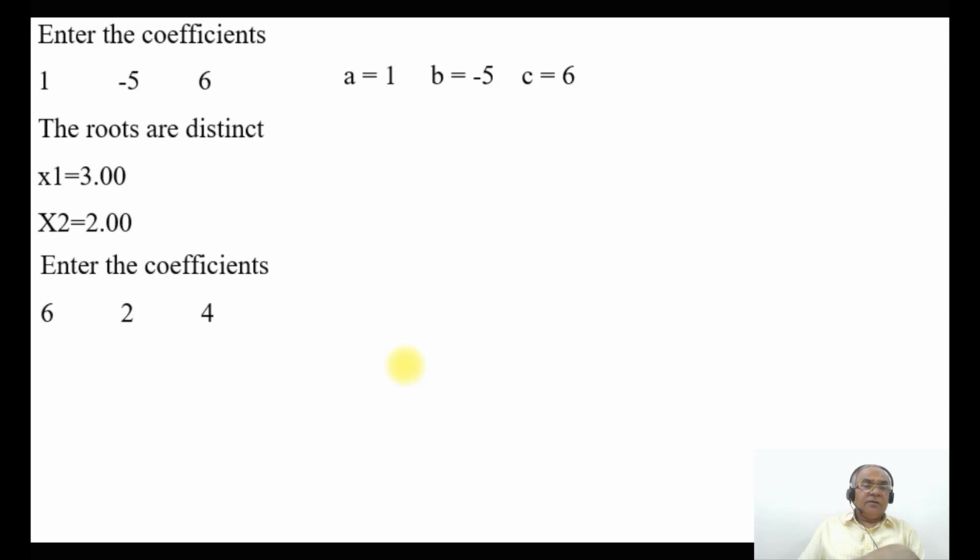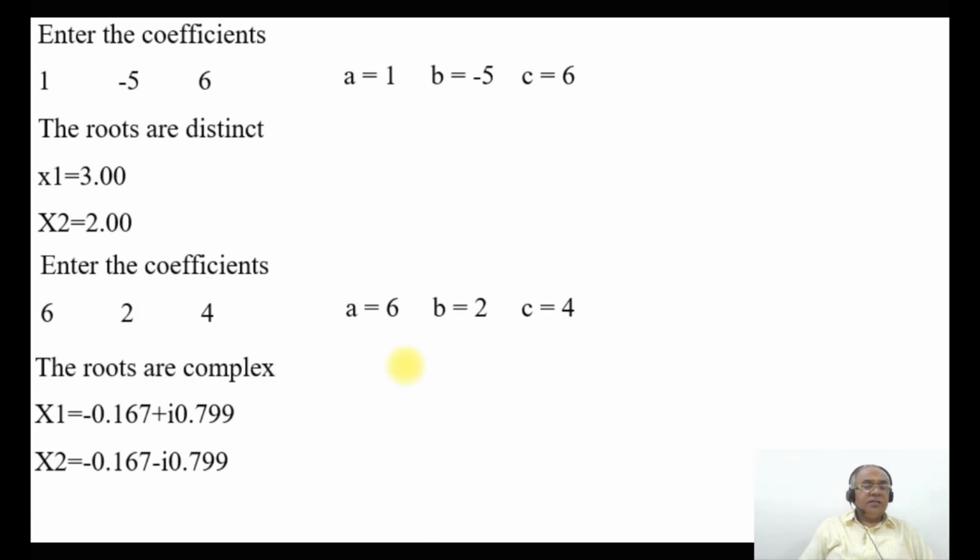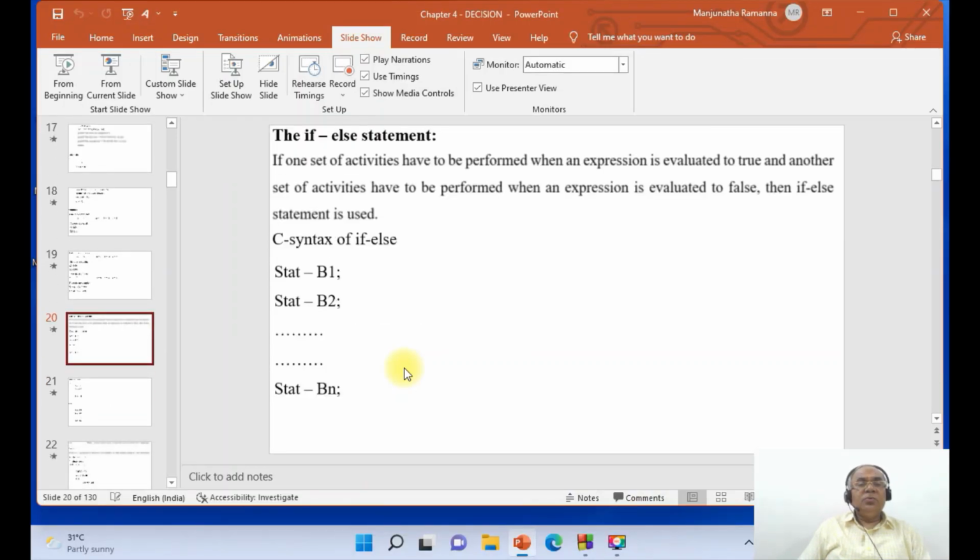Then enter the coefficients of the third one, which is 6, 2, 4. So a is equal to 6, b is equal to 2 and c is equal to 4. The roots are complex, that is x1 is equal to minus 0.167 plus i into 0.799 and x2 is equal to minus 0.167 minus i into 0.799. So these have complex roots. This is how you will be able to find out the roots of the quadratic equation.